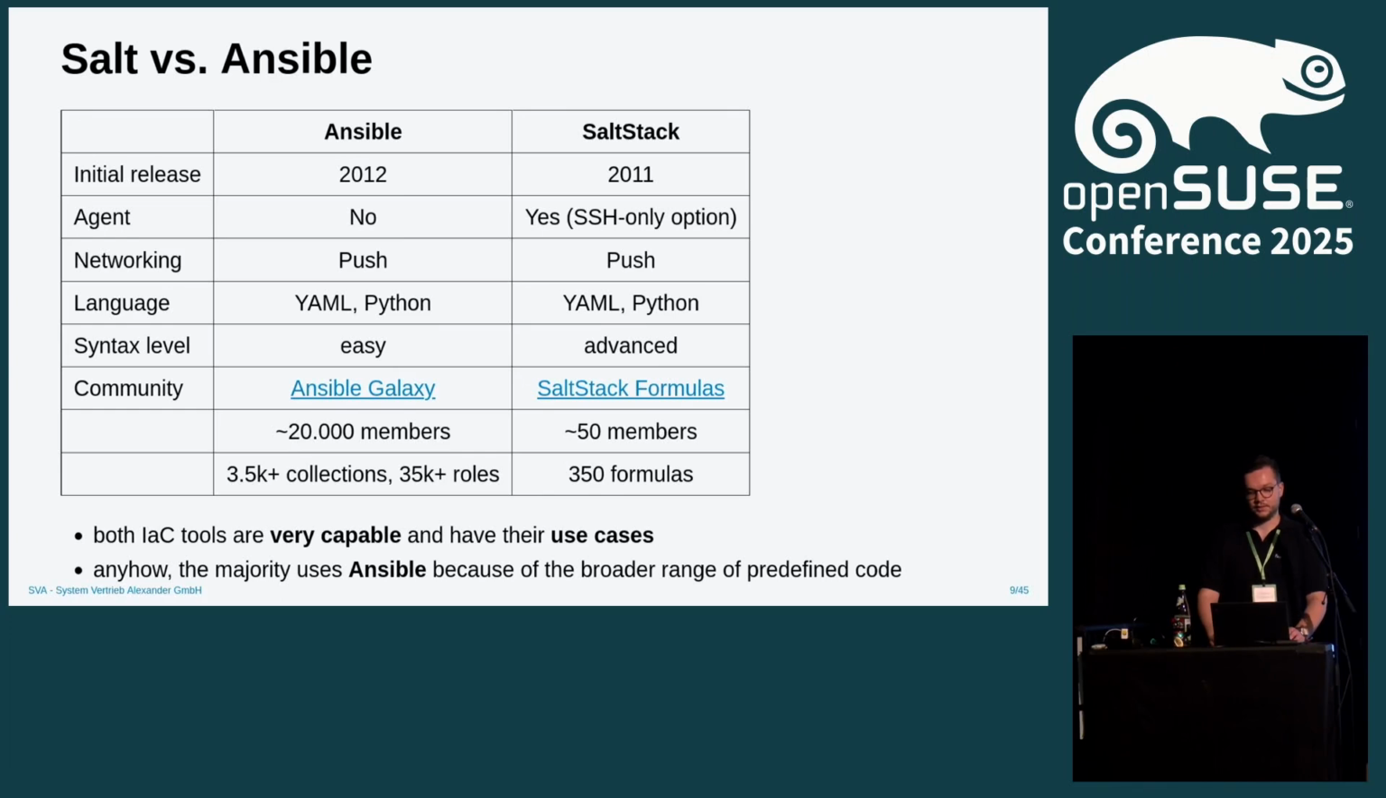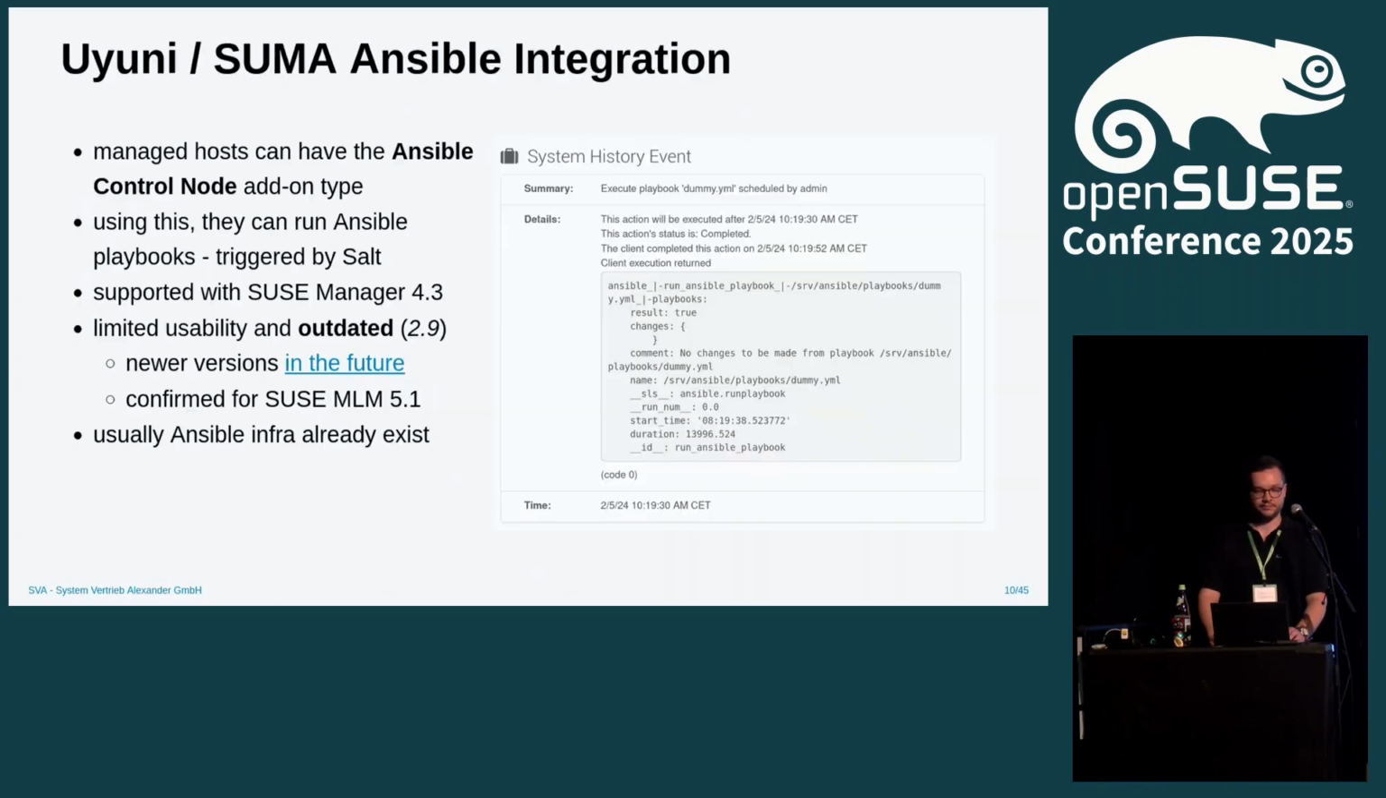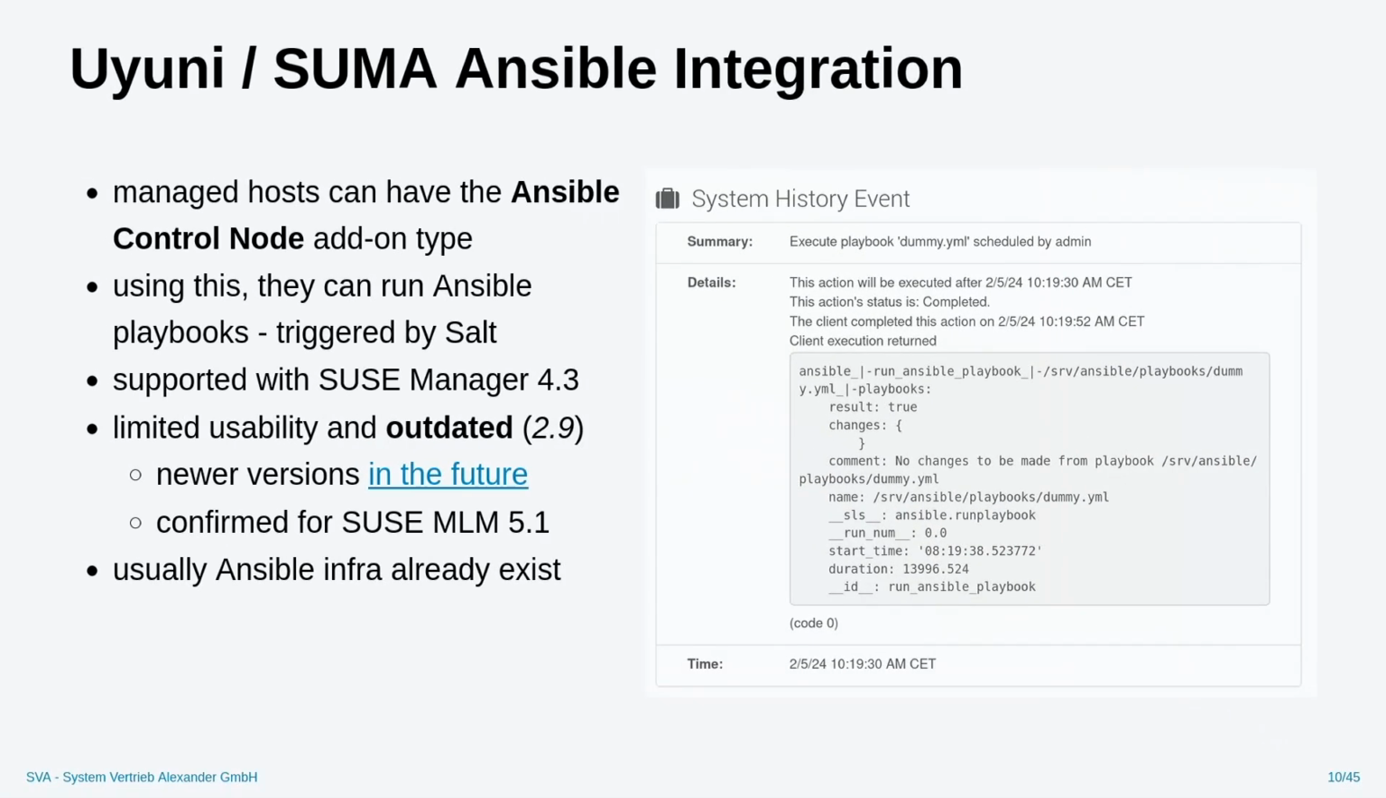So speaking of Uyuni and the Ansible integration, what changed in 2021 and 2022 is that managed hosts can have the Ansible control node add-on type. This means from an Uyuni standpoint, this system can be used to run Ansible playbooks which are triggered by Salt. So it's funny combining two mighty tools to configure other systems. It's supported with SUSE Manager 4.3. And newer versions in the future might also come with non-outdated Ansible versions, because right now the usability is kind of limited because the Ansible version is 2.9.